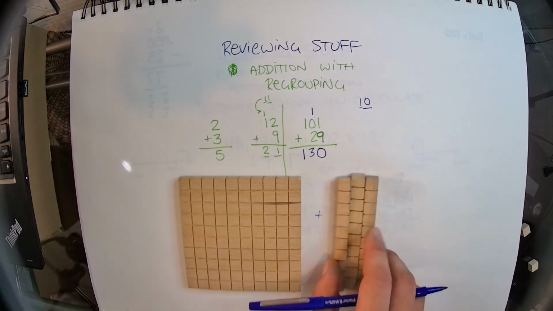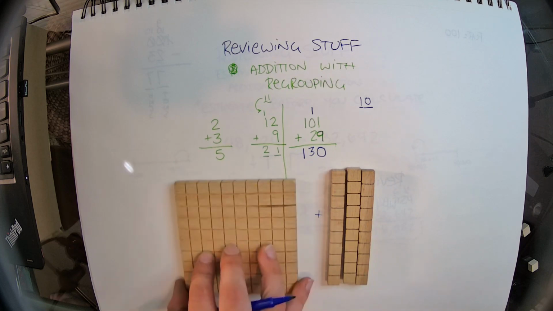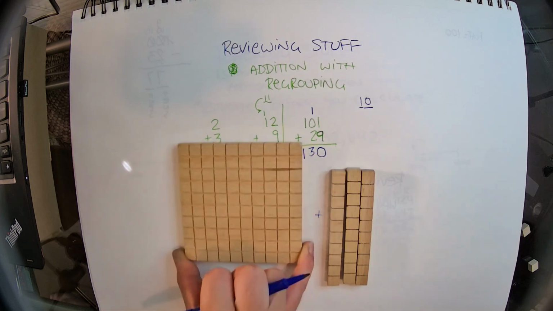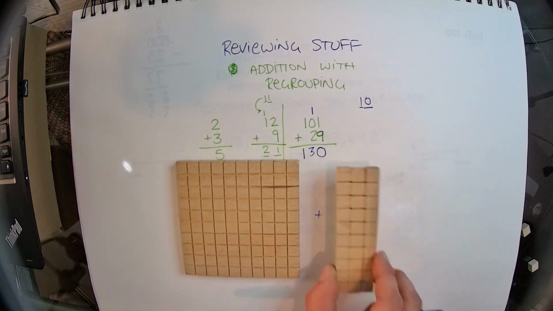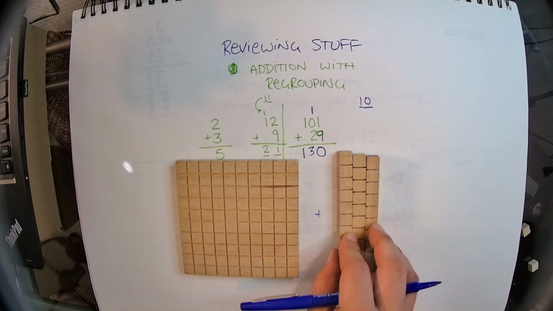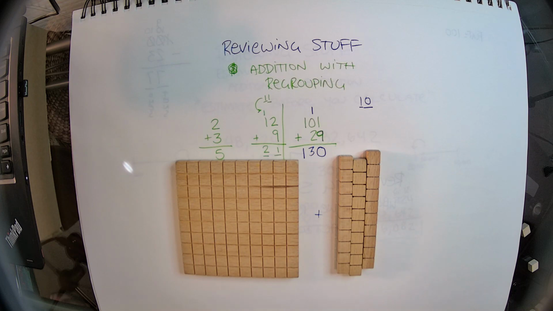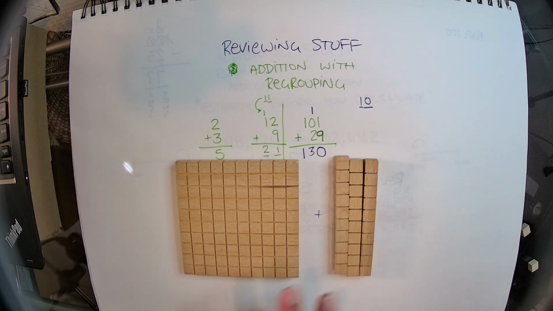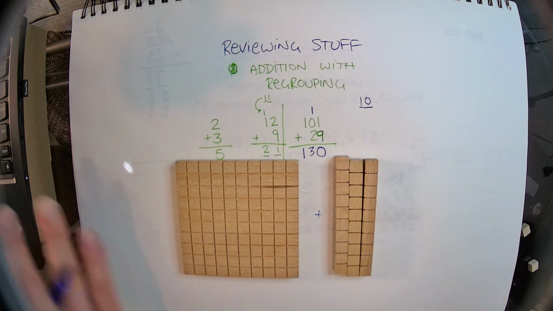Here's 100 as a flat. Remember, your flat equals 100 when you're dealing with whole numbers. And then you have 3 tens. So 100 plus 3 tens equals 130. So regrouping is so that we can make them show up in the box.